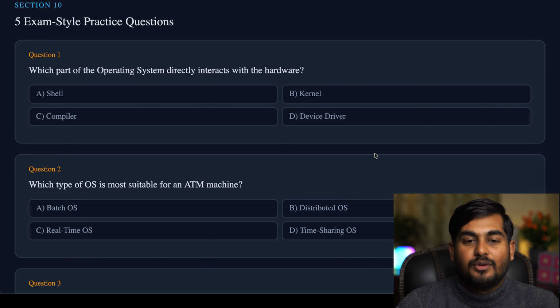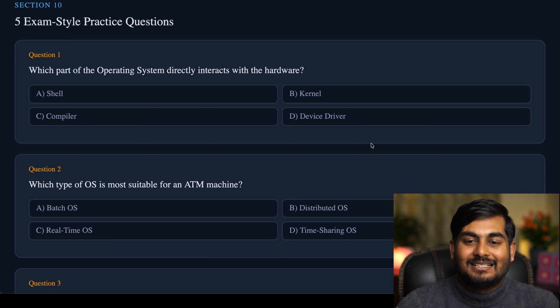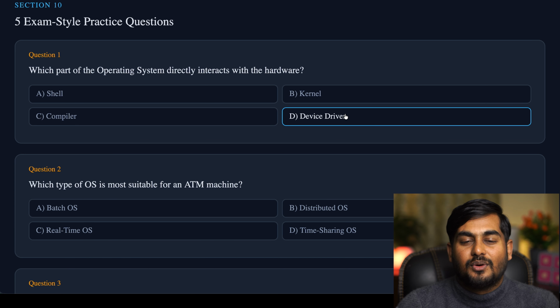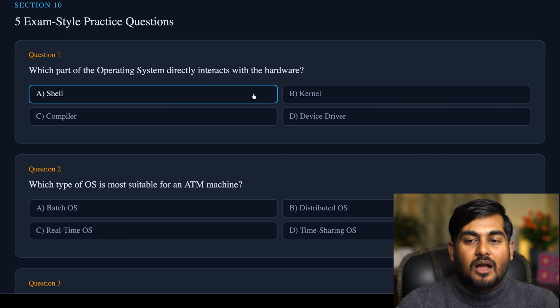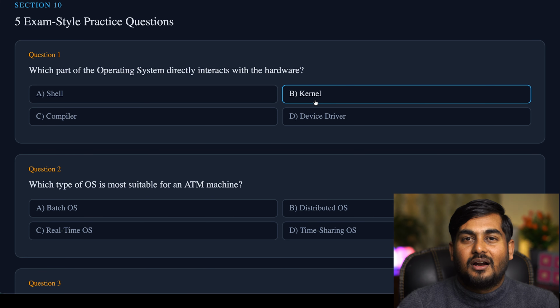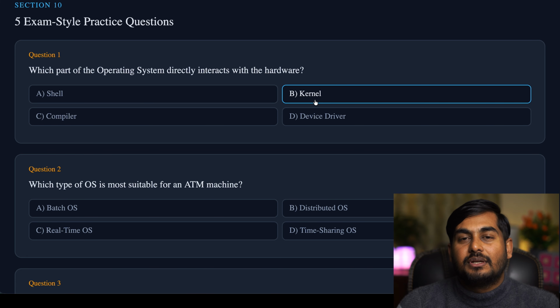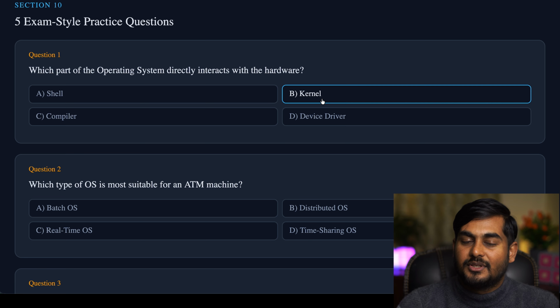So what we know is shell is a user application or the GUI application where it accepts the input from the user and sends that command to the kernel. So as we know, shell doesn't interact with the hardware directly. Option B is the kernel. As we have studied, kernel is the heart of an operating system which directly controls the hardware. So option B must be the answer of this question.